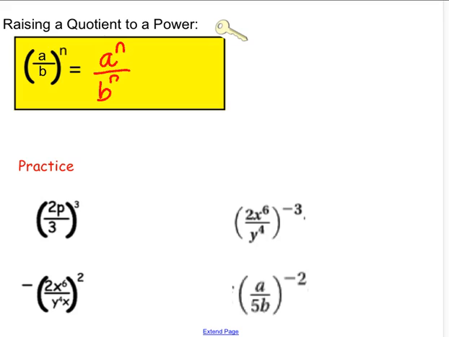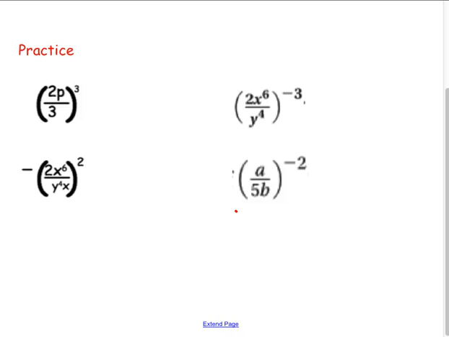So, looking at some more examples of this. Looking at all of these examples, 2p over 3 cubed. So that cubed is going to influence everything inside that parenthesis. Okay, so I'm going to have 2 cubed on top, p cubed, and 3 cubed.